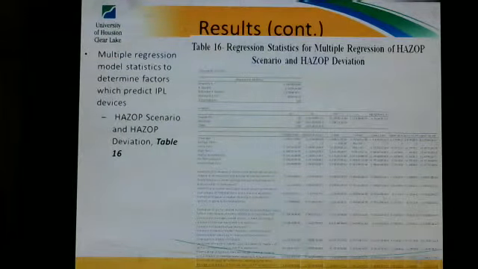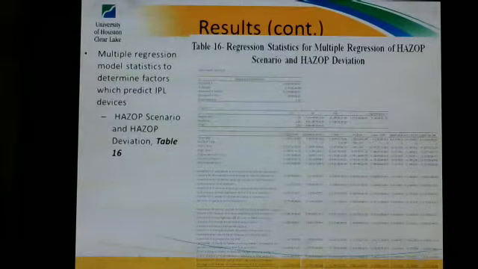And the reason these 2 factors were selected for the multiple regression model is because they had the highest R-square value, which means that they had the highest correlation or the highest predictability in predicting the IPL number. And so the model here is shown.